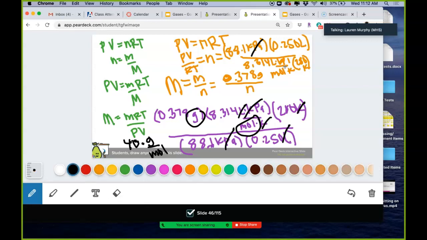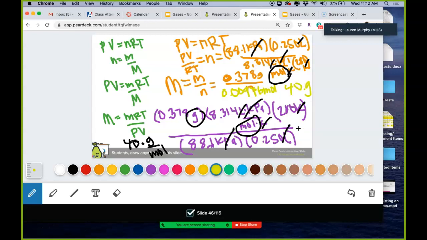Okay, so the kilopascals cancel, the liters cancel, the Kelvin cancel, you're left with moles. So you have to actually calculate that out, the moles. 88.1 times 0.25 divided by 8.314 divided by, again, 280. This moles is now 0.00946 moles. You take your grams, you divide by your moles, and you still get 40.